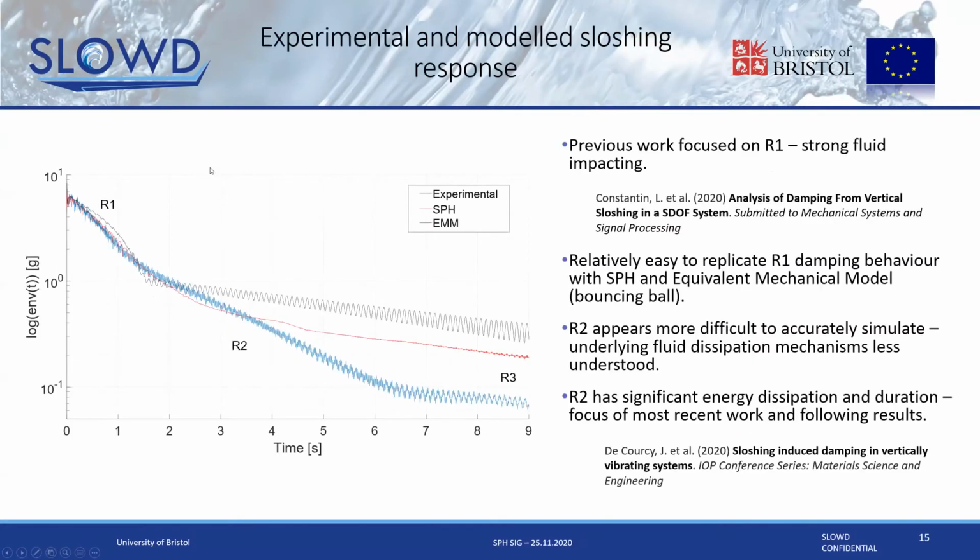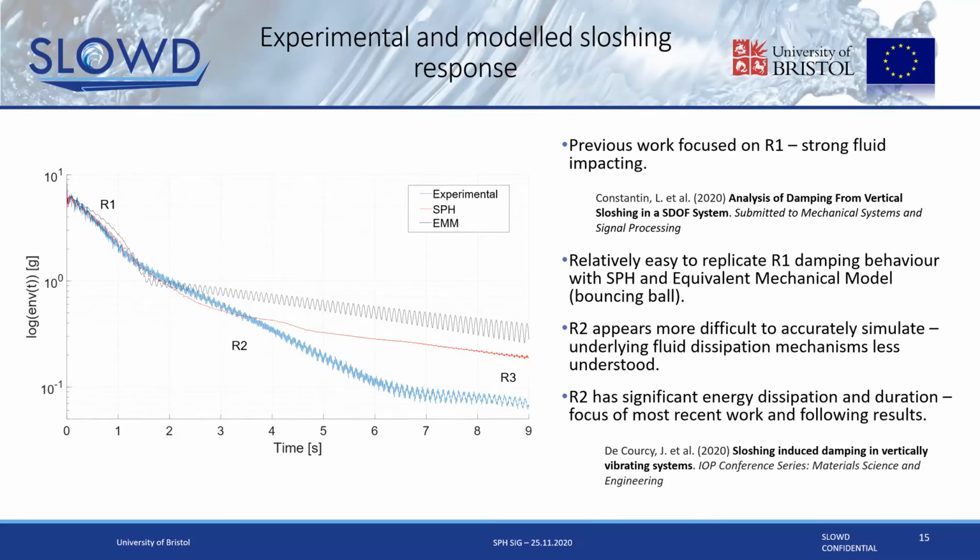Okay, so now we'll start moving on to some results. What we see here is the global response over, here, 9 seconds of simulation time, comparing the experimental acceleration envelope against the SPH envelope. You can see in this blue line the experimental envelope, and in this very thin red one, it's a bit hard to see, we can see our SPH response. And during R1 here, there's actually a very good match between the SPH and our experimental induced damping within R1.